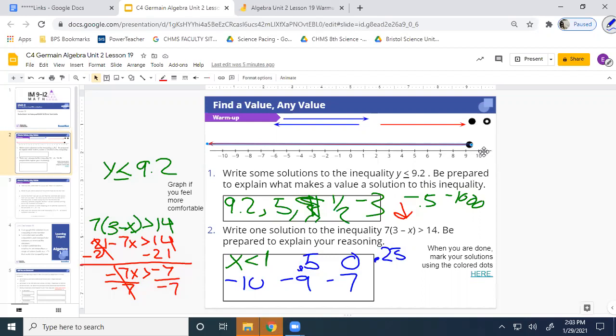Good. Now, we're going to have a little bit of a discussion before we move forward because we learned a few important pieces of information here. First, we learned that when we divide or multiply by a negative, we need to switch our sign. Okay. So let's take a look at some of these discussion questions. You don't need to write these answers down. I just want to have them so that you know what we're talking about, okay?